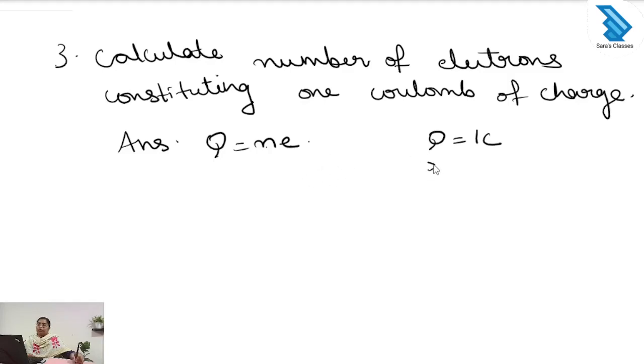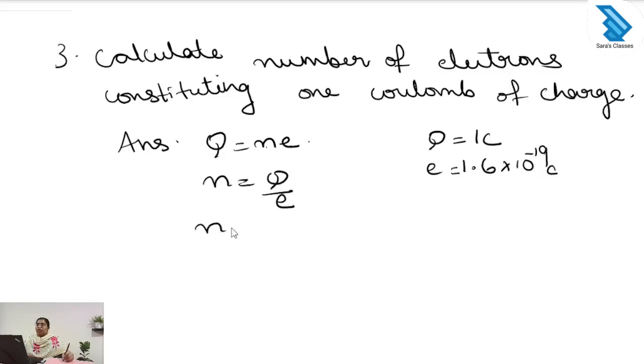Next we have to know the value of E. It's always a constant value. The charge of the electron is 1.6 into 10 raised to minus 19 coulomb. This is the charge of an electron. Next we have to find the number of electrons. From this relation we know that N is equal to Q divided by E.